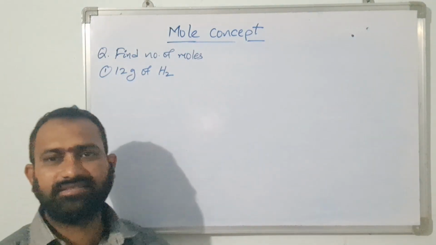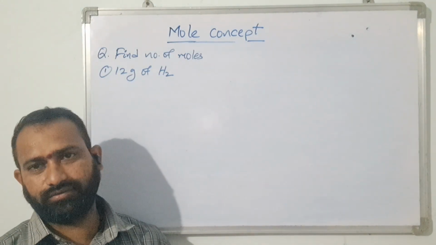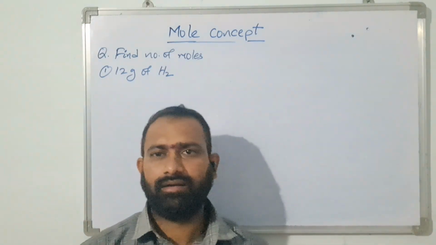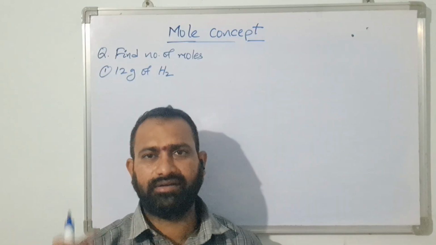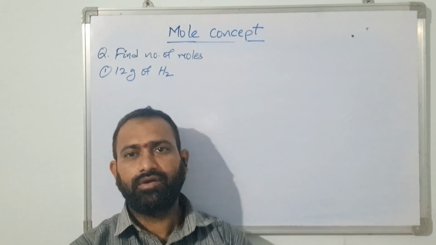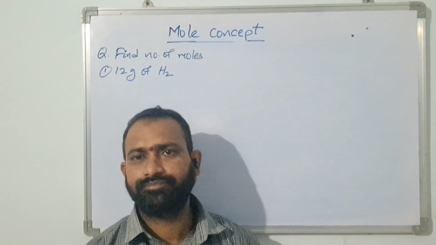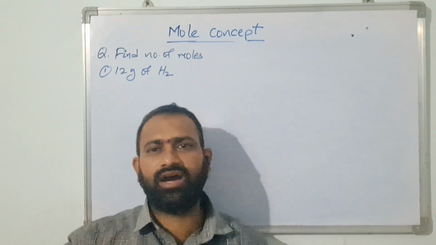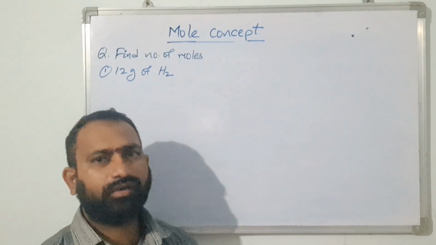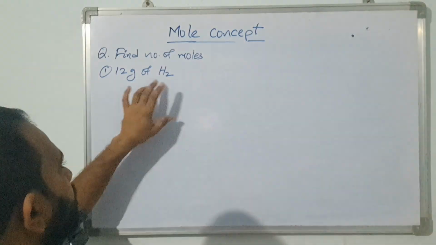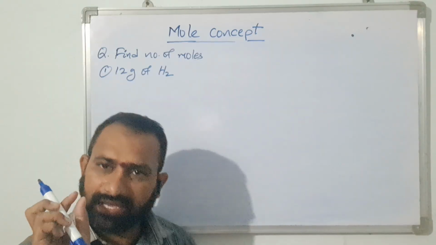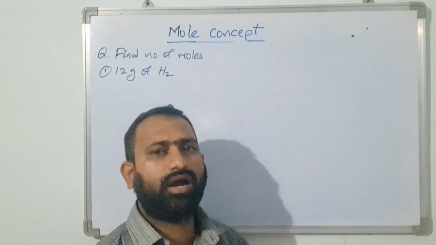First of all, we recognize whether the given one is an atom or a molecule. Atoms are individual. That means when a substance is available in atomic state, it is in the form of single atoms. But in case of a molecule, how is a molecule formed? Molecules are formed by combination of two or more atoms. Minimum two atoms are required to form a molecule. So here 12 grams of H2 is given. H2 is a molecule, not an atom. H is a hydrogen atom. H2 is a hydrogen molecule.